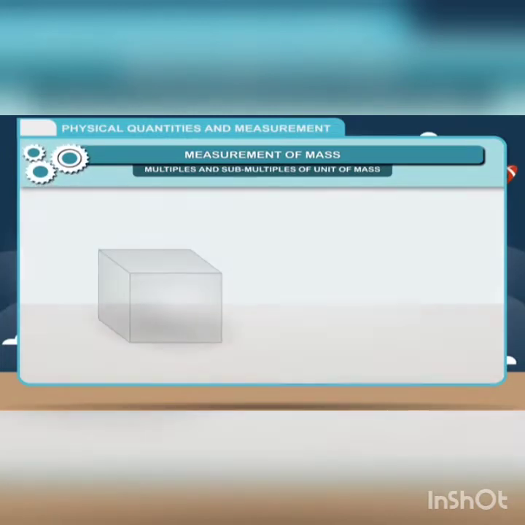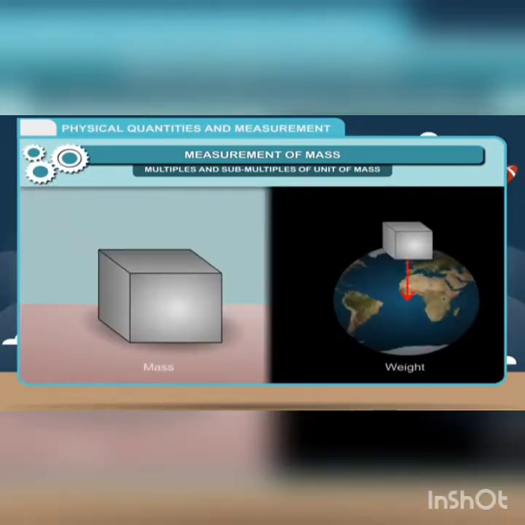Note: we must not confuse ourselves by considering mass and weight to be the same physical quantity. Mass is the amount of matter contained, while weight is the force with which the earth attracts a body towards its center.